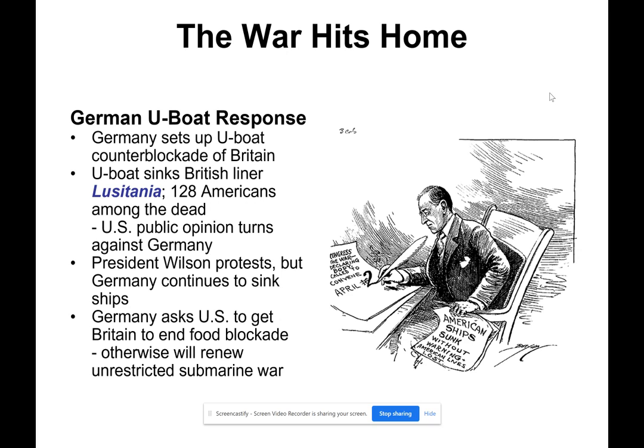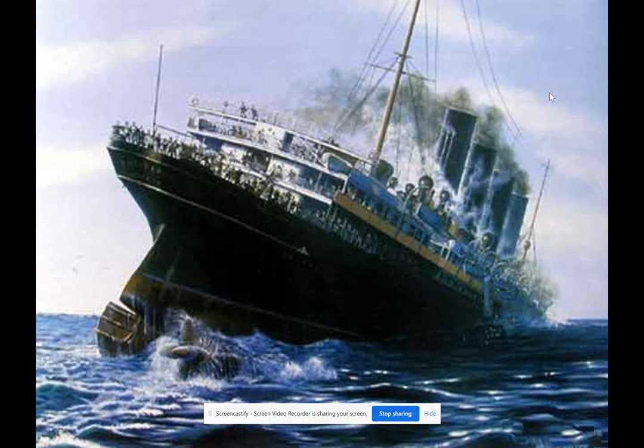So Germany sets up a U-boat as a counter blockade of Britain. The U-boat sinks the British liner Lusitania, and 128 Americans die. So the U.S. turns against Germany, and Woodrow Wilson protests this, but Germany continues to sink ships. Germany asks the United States to get Britain to end the food blockade, or otherwise they will renew unrestricted submarine war. So now they're threatening the United States, and that doesn't go so well.